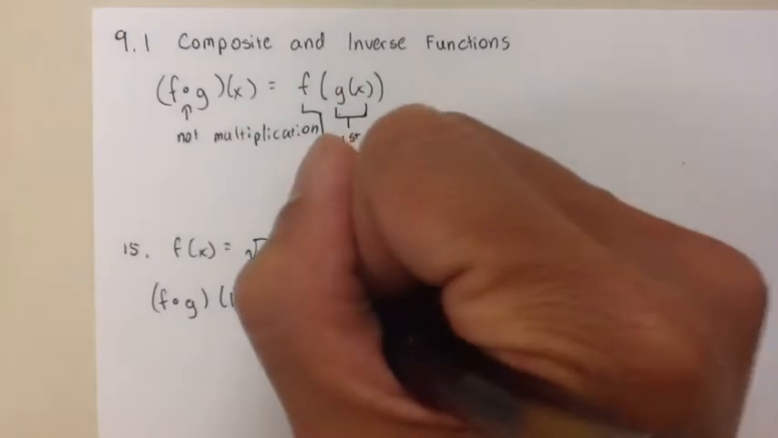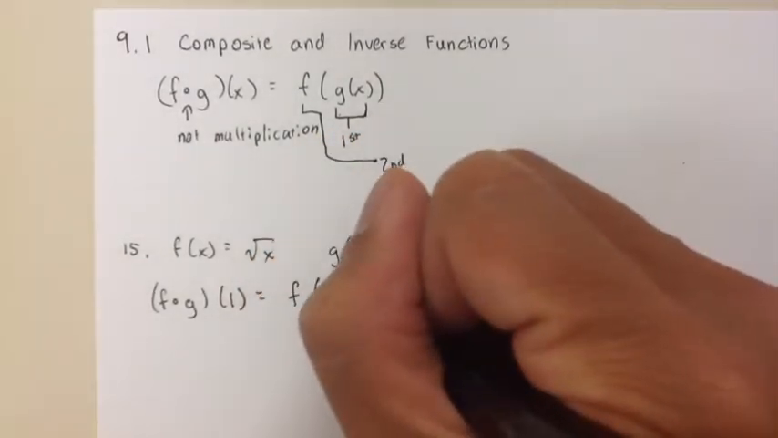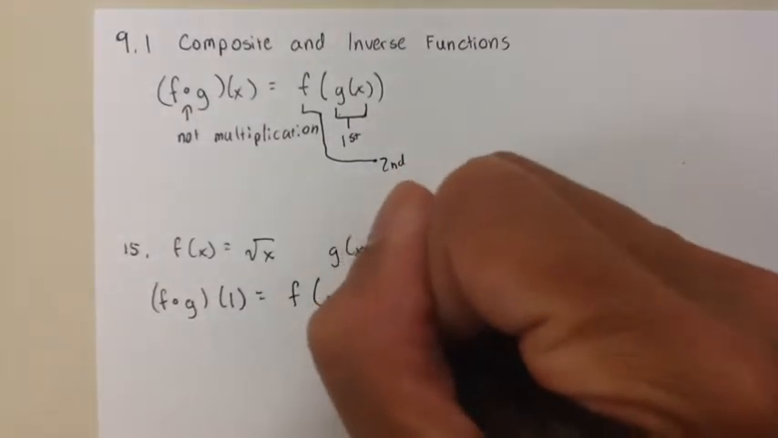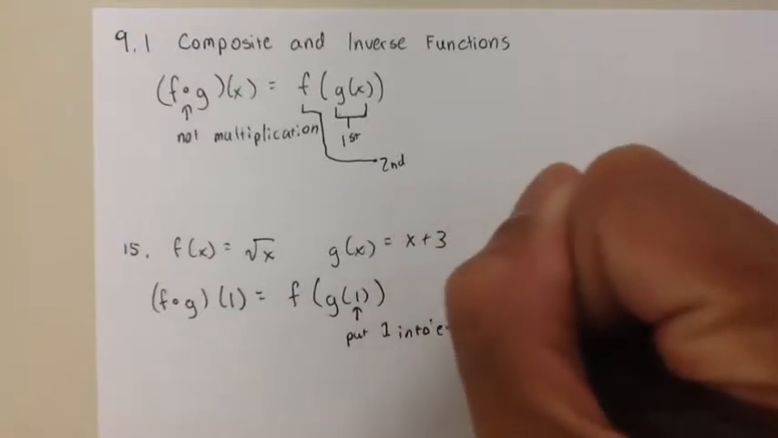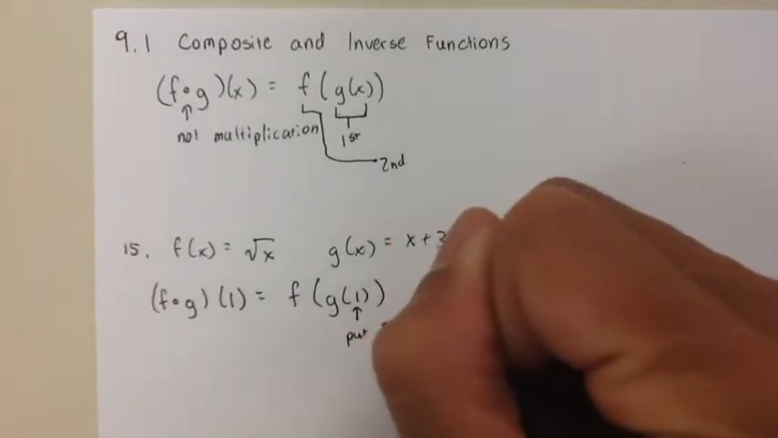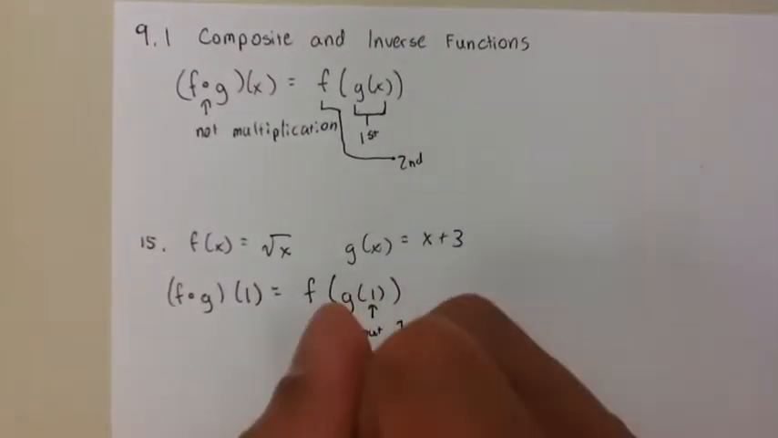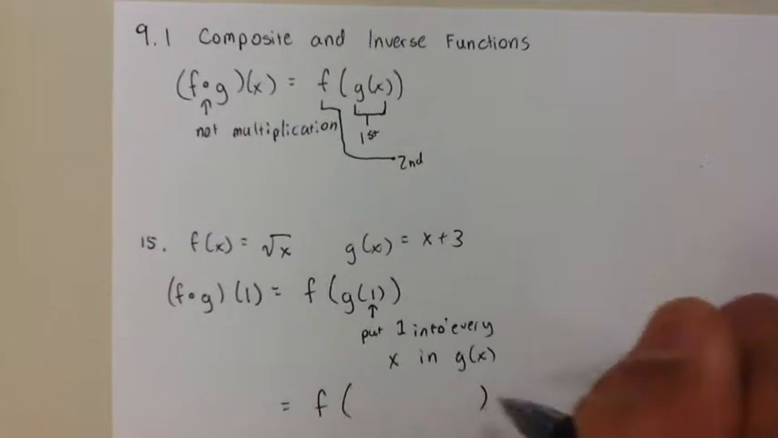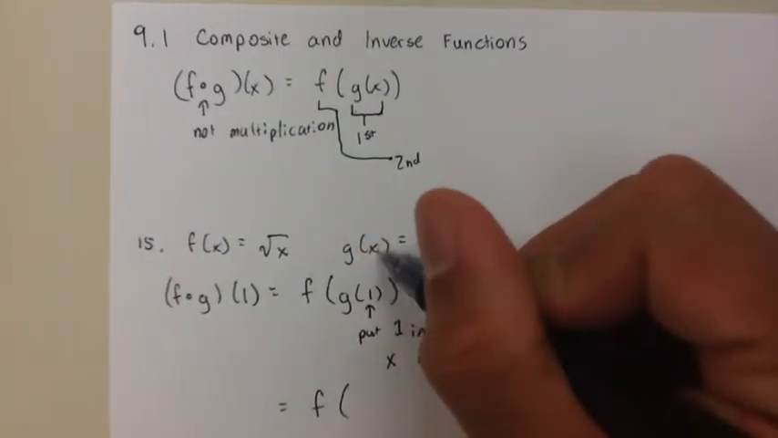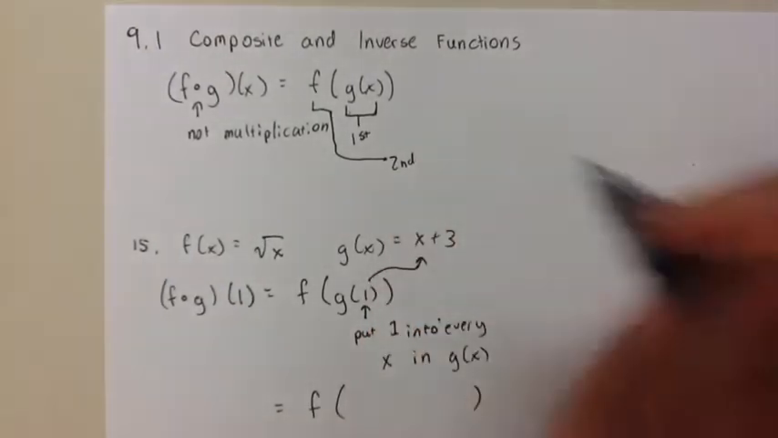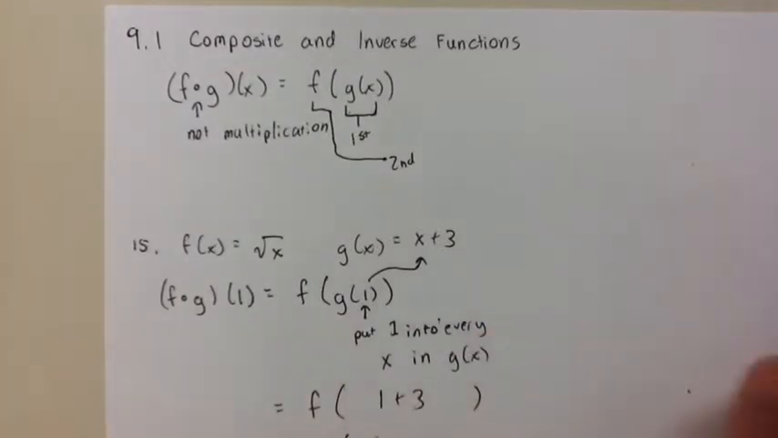Remember, that means f of g of 1. The first thing we do is the innermost parentheses. This tells us to put 1 in for every x in g. What's g again? Well, g is x plus 3. So this really means f of, since g of x is x plus 3, you're putting 1 into g. So that's 1 in for this x. So 1 goes in there. So that's just 1 plus 3, or f of 4.